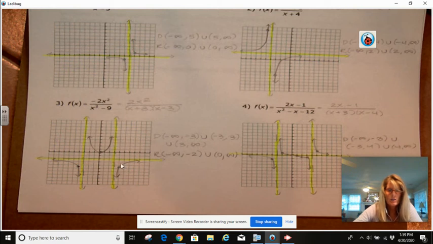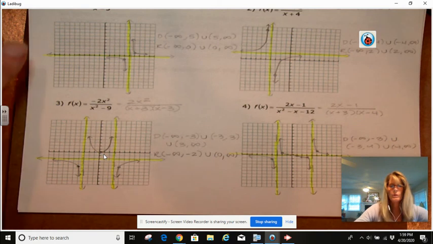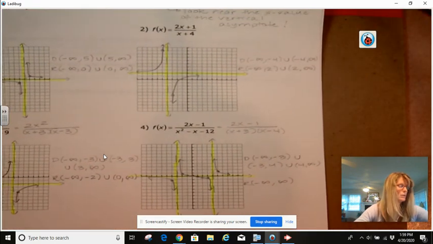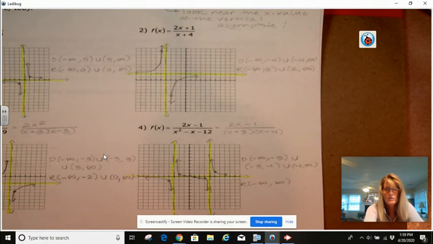So it doesn't just go -2 to infinity, because there was actually no points between -2 and 0. For number 4, again, we can factor the denominator, which ties into your two vertical asymptotes. And then we had a different curve that happened between the vertical asymptotes this time.